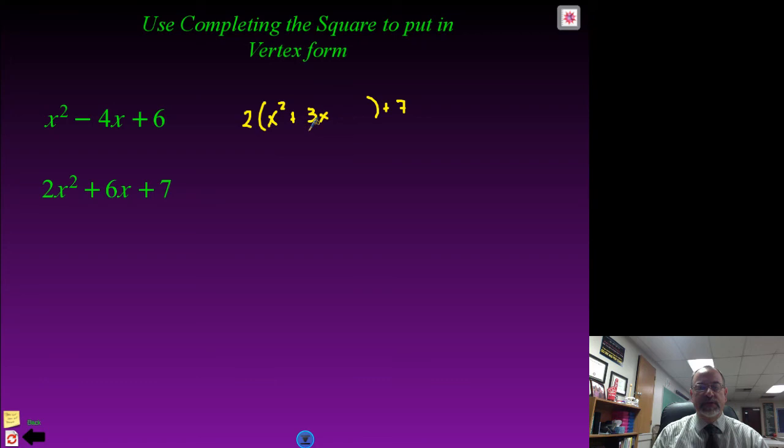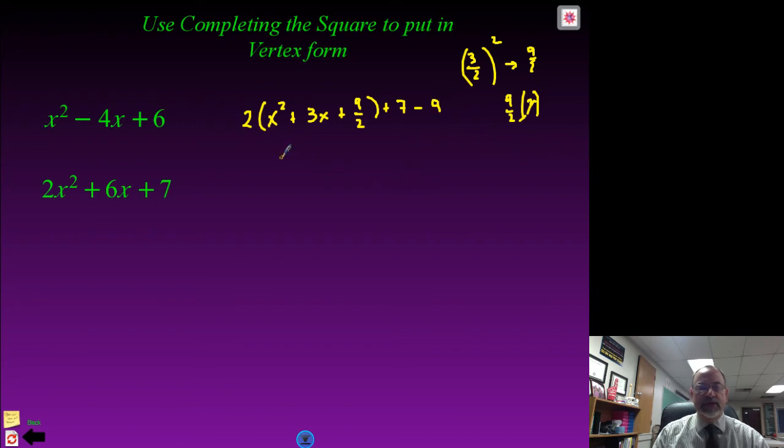Now I'm going to complete the square. So I take half of 3, which is 3 halves, and I square it. So that's going to be 9 halves. So I'm going to add 9 halves into the expression here. Now I need to add the opposite outside, but I have to multiply this 9 halves by this term that's in front. So 9 halves times 2, the 2's reduce, that's going to be 9, so I'm just going to subtract the 9 out here.